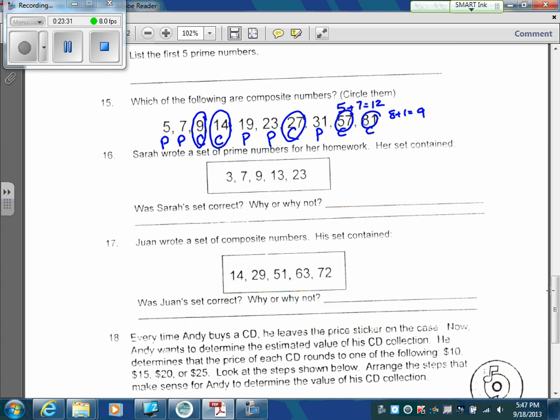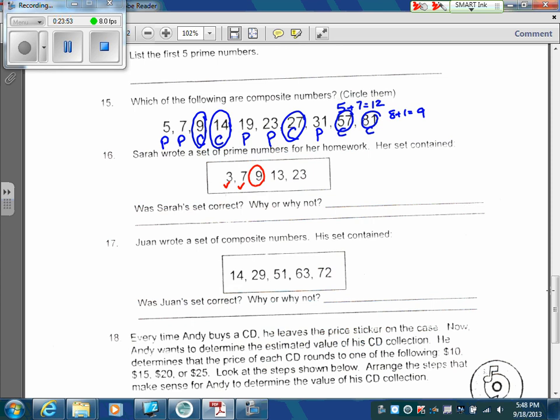Okay, 16. Sarah wrote a set of prime numbers for her homework. Her set contained 3, 7, 9, 13, and 23. Was it correct? Well, I agree with the 3, the 7, but I do not agree with the 9 because it has factors of 3 times 3. It has more than 2 factors.